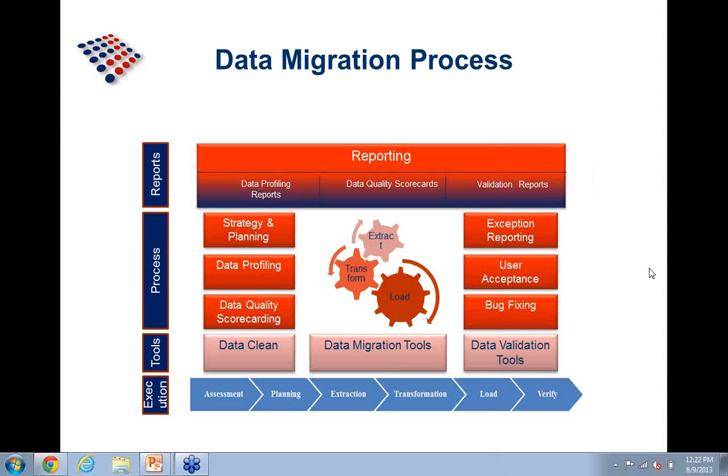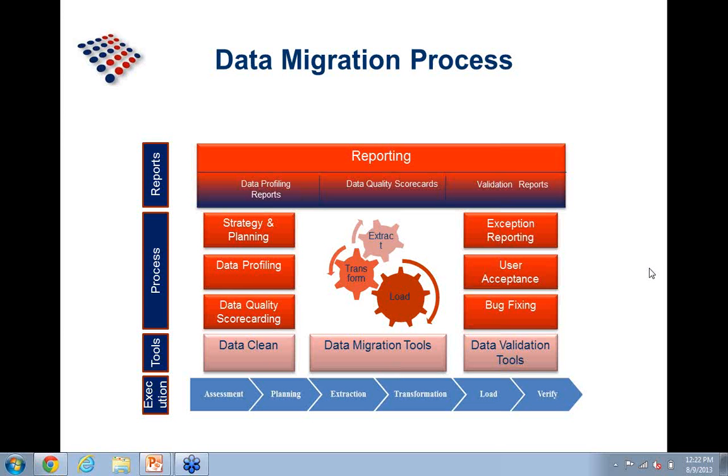As you can see on the screen, a typical data migration project involves 6 major phases: assessment, planning, extraction, transformation, load, and validation. We broadly categorize them into 3 groups: assessment and planning, migration, and validation. The first step in the process is assessment. In this step, the source data is identified, explored, and analyzed, and data is profiled. Data quality is assessed. A typical outcome of this step would be data profiling reports and data quality reports.